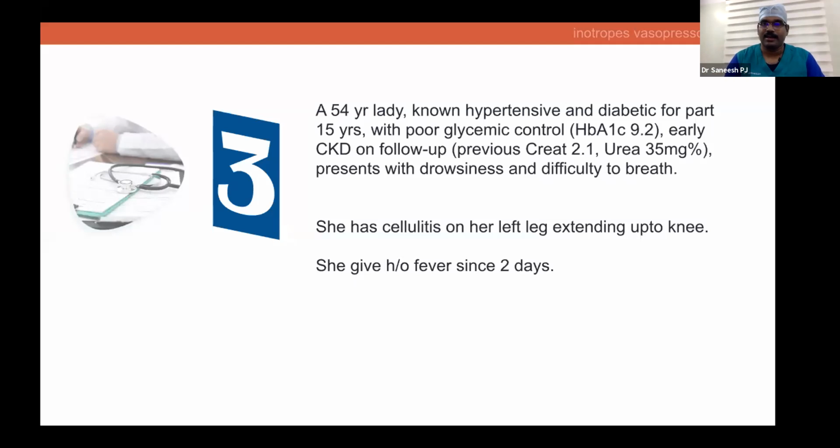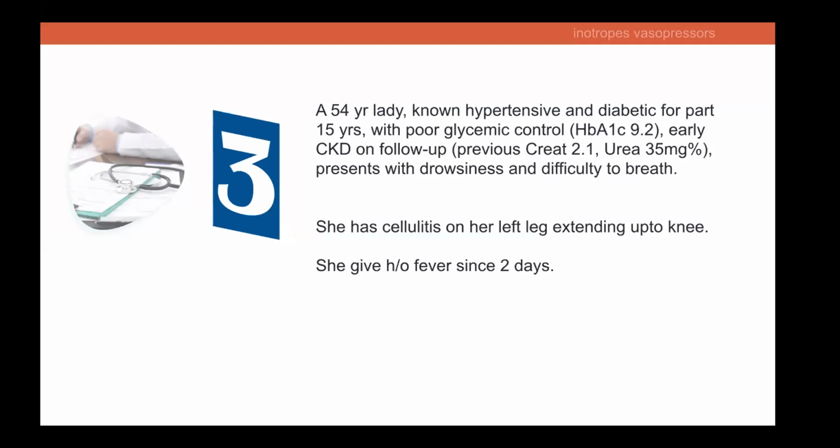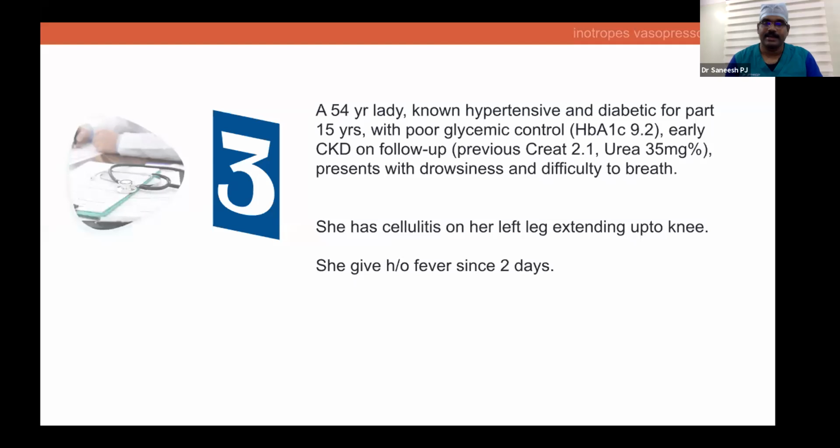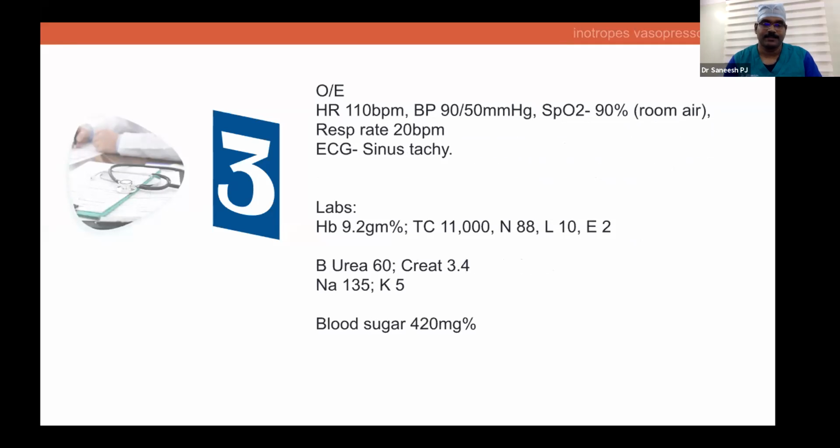A 53-year-old lady, non-hypertensive and diabetic for the past 15 years with poor glycemic control with HbA1c of 9.2, early CKD or chronic kidney disease on follow-up. Her previous serum creatinine was 2.1 and urea was 35 milligrams per cent. Presents with drowsiness and difficulty to breathe. She has obvious cellulitis on her left leg extending up to the knee, and she gives a history of fever since 2 days. On examination, heart rate is 110 beats per minute. Blood pressure is 90 by 50, saturating 90% on room air. Breathing at a rate of 20 breaths per minute.